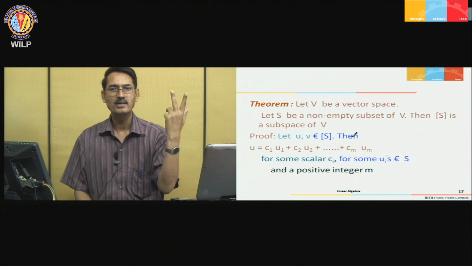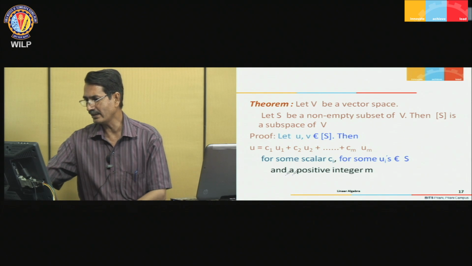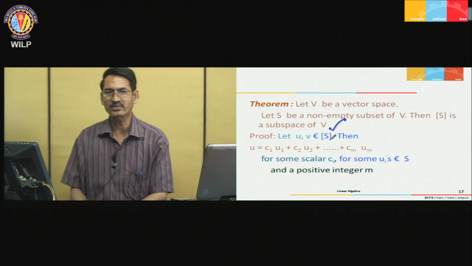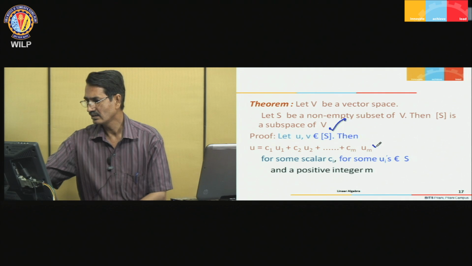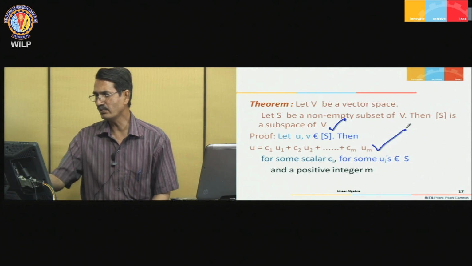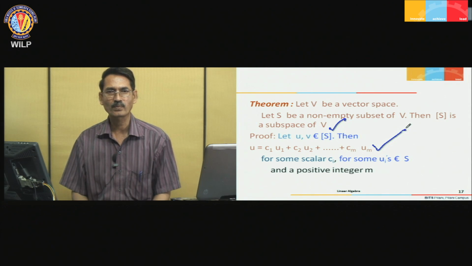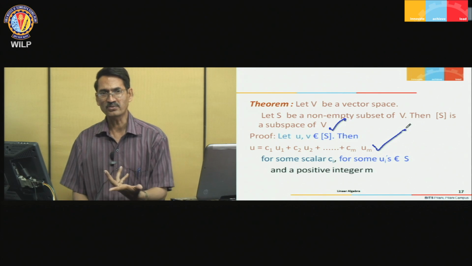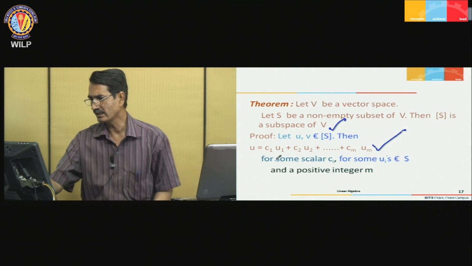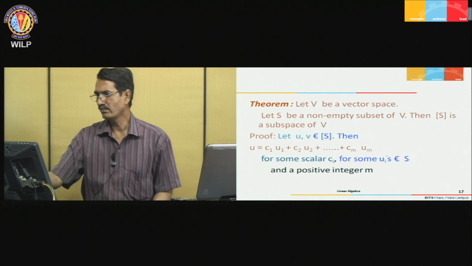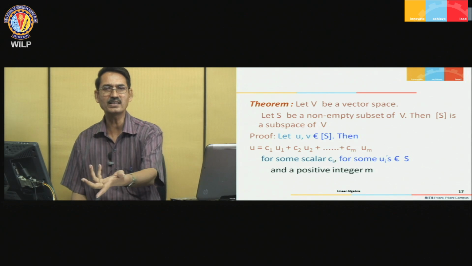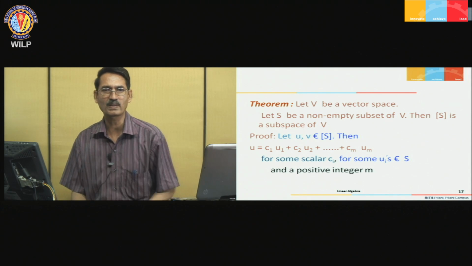So I am taking u and v, any two elements in the span of S. Therefore u is a linear combination of the elements of S. Similarly, v is also a linear combination of the elements of S. Therefore, u plus v will also be a linear combination of the elements of S. Take u plus v, you will see that finally it is a linear combination of the elements of S. Therefore, u plus v is inside the span of S.